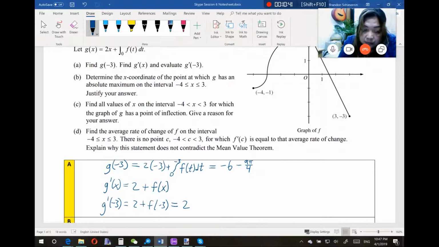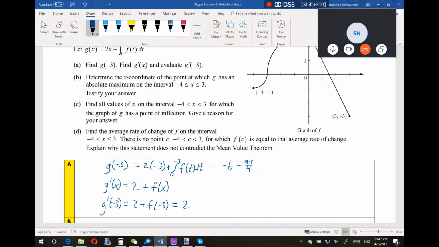No. Okay, part B. We're looking for the x-coordinate of the point at which g would have an absolute maximum on the interval, and then justify your answer. So how can we tell when a function has an absolute maximum? Where its slope turns into 0. Okay, so that's a relative maximum. For a relative maximum, the slope would be equal to 0, and our slope would be changing from what to what? From increasing to decreasing. Oh, so compare all the different critical points. Okay, so I need to look for a critical point that is a relative maximum.